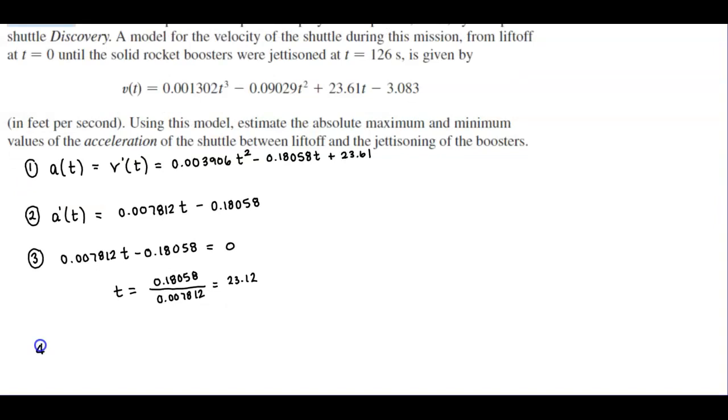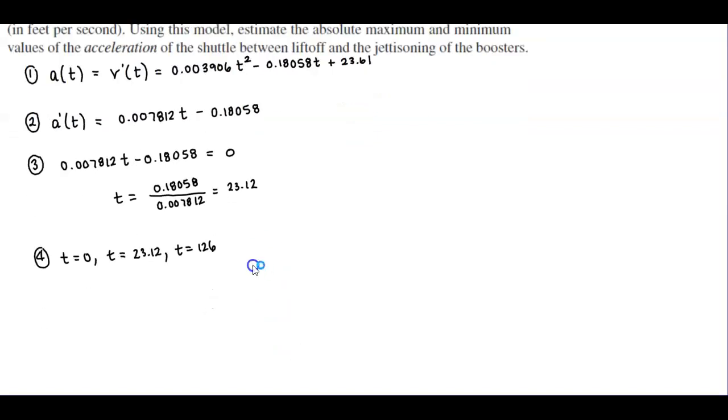So now we want to look at 3 different time intervals. The first one is t equals 0. And then we also found in step 3 that we want to find out what happens when t equals 23.12. And we also want to figure out what happens when t equals 126. And then we're going to plug these into the acceleration function, a of t, from step 1.